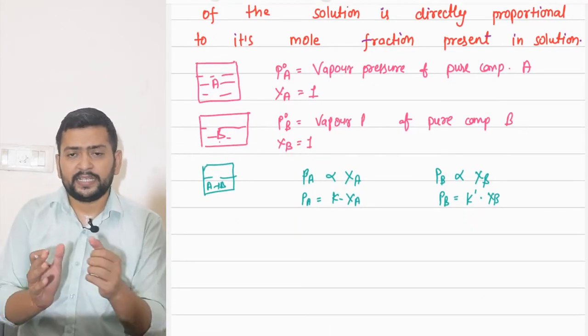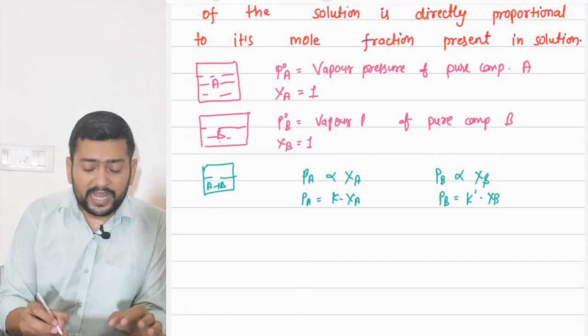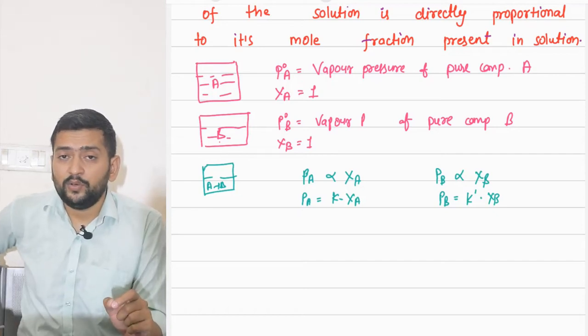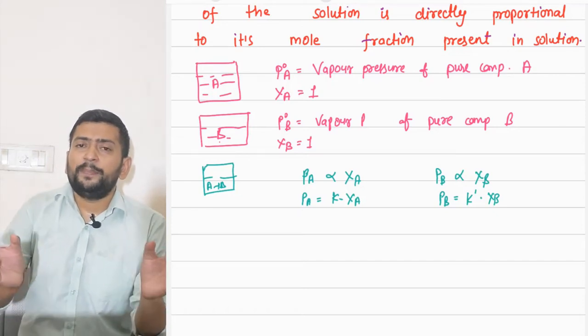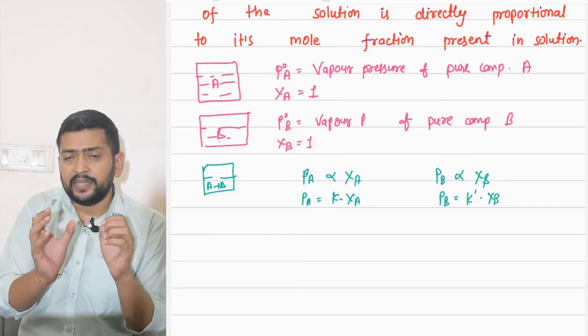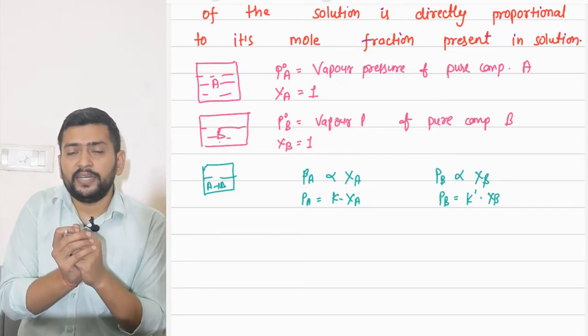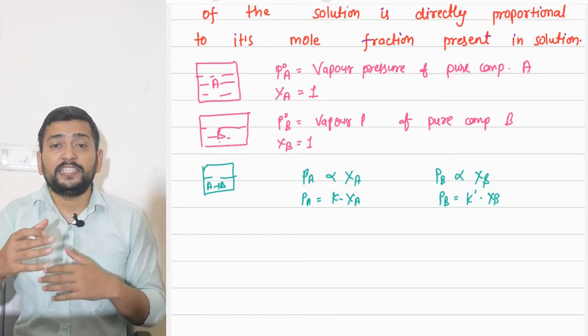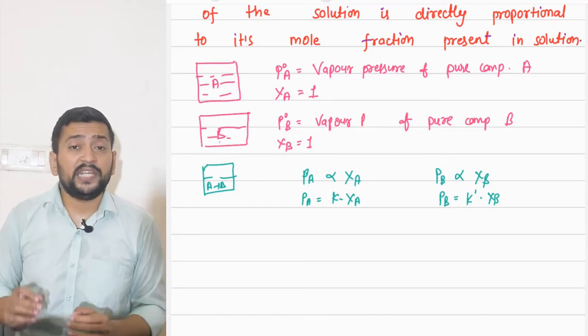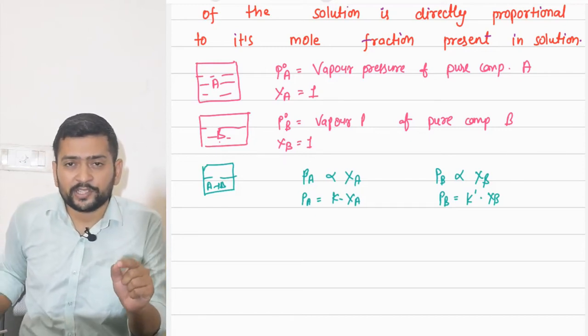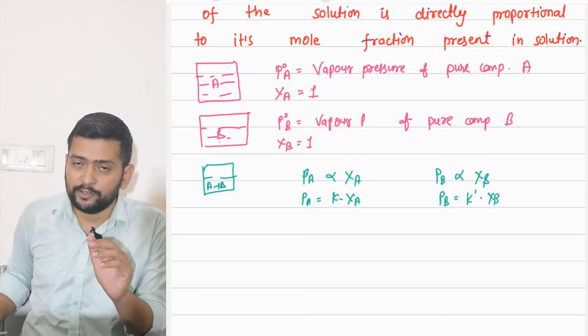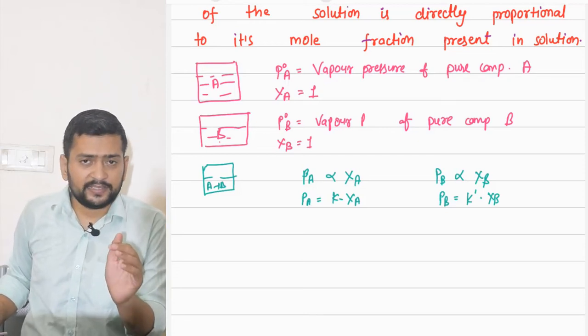Why have I written PA over here and PB over here? Because now we are mixing A and B. If we mix both of these components, there will be a change in the vapor pressure, and P naught A represents the vapor pressure of the pure component. I hope this is clear to you and makes sense.